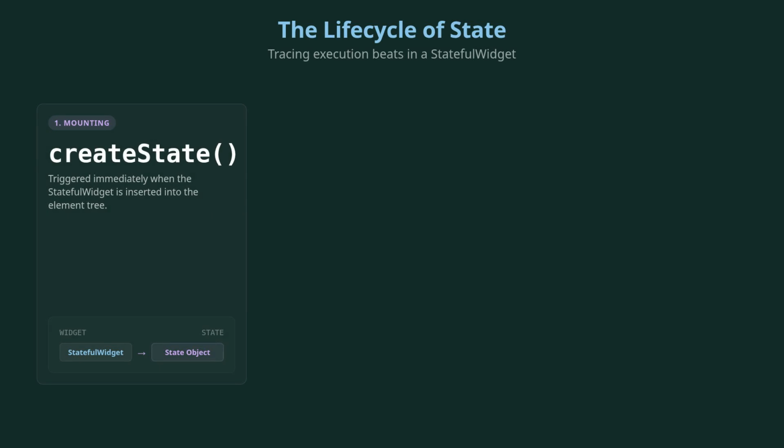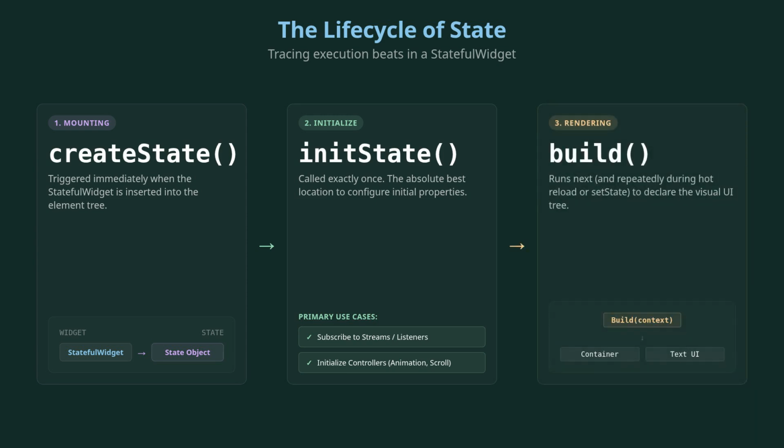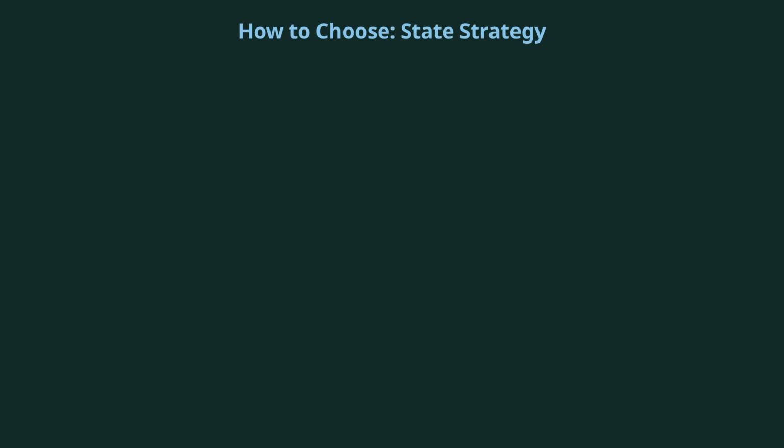Let's trace the lifecycle of a state object, which is vital for writing bug-free apps. When a stateful widget is inserted into the tree, Flutter calls createState and immediately triggers initState. This is the single best place to perform one-time initializations, like opening a database cursor or kicking off an API call. Next, build is called to draw the UI. If we modify our variables inside a call to setState, Flutter marks this element as dirty, queuing it up to rebuild on the very next frame. Finally, when the widget is removed from the screen, dispose is triggered, letting you clean up memory leaks.